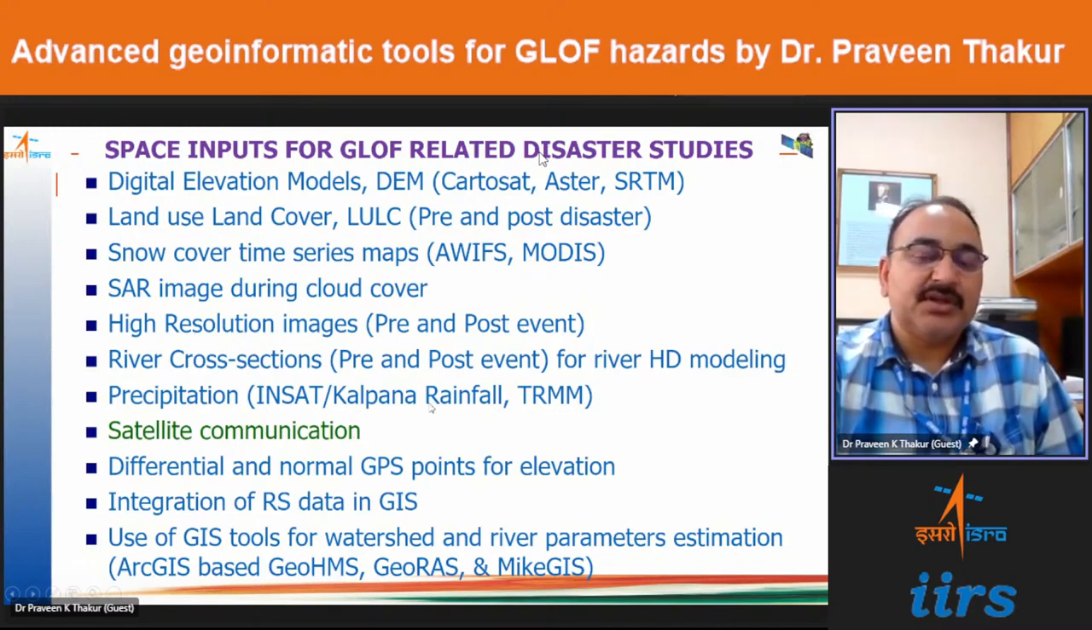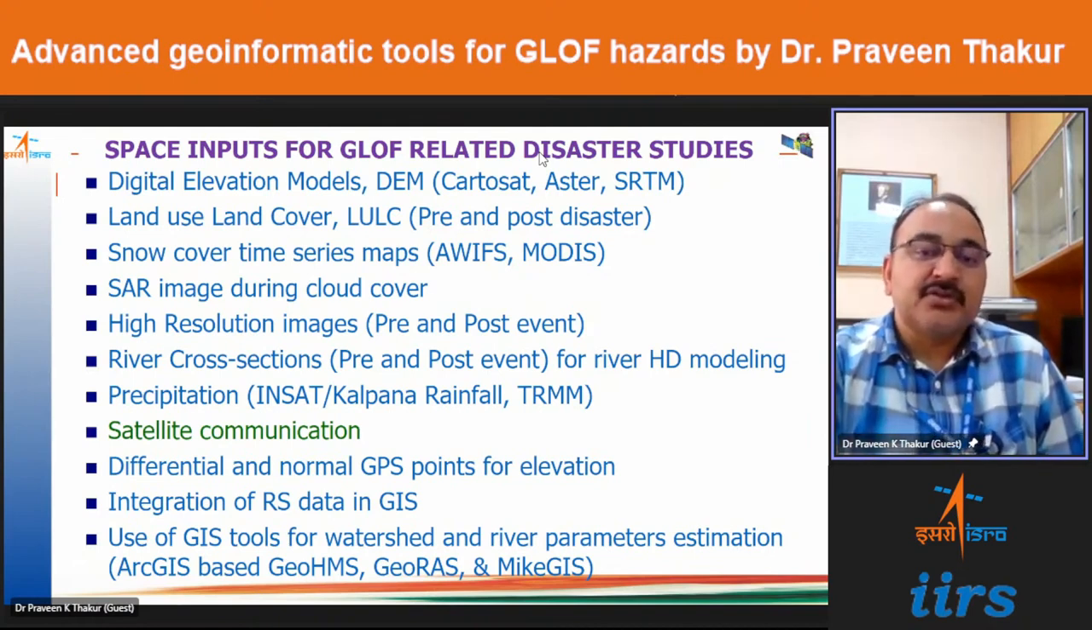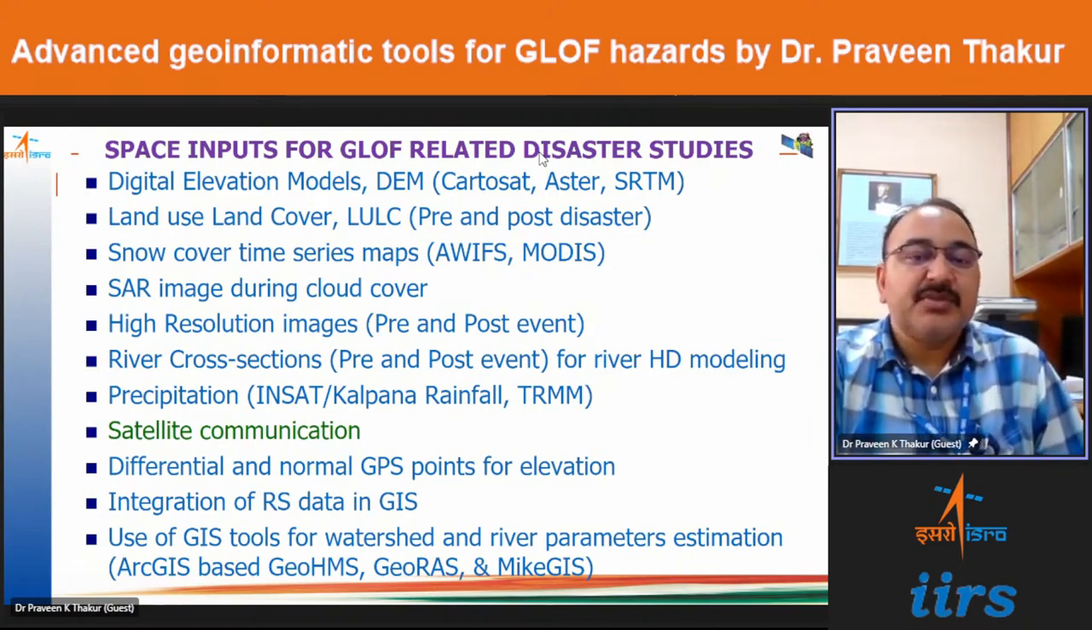For example, in Nepal, some of the lakes are monitored under a UNDP project, so their mobile connection may not be available. So if you want to do the immediate communication that the lake has breached, the water level has increased, in those cases the satellite communication will be very helpful. Then differential and normal GPS or the GNSS system for the elevation and improving the digital elevation model.